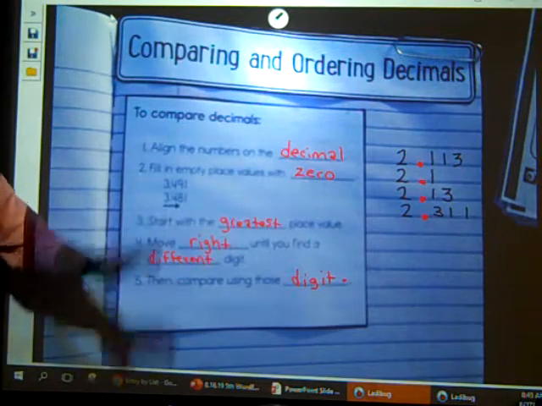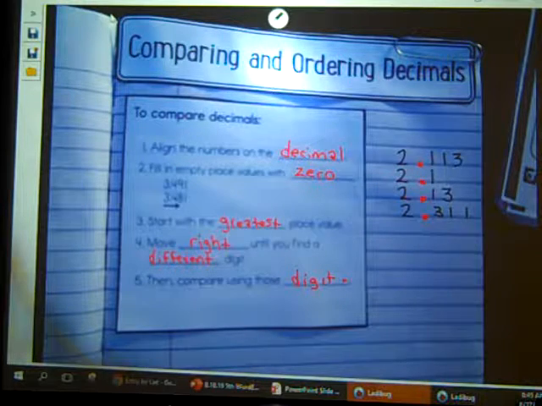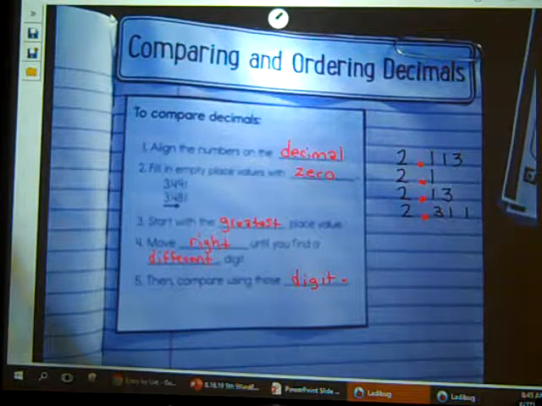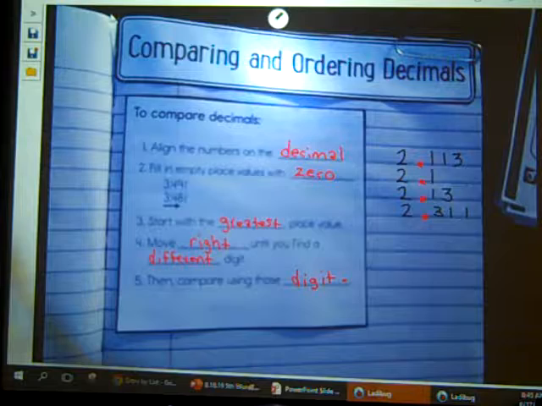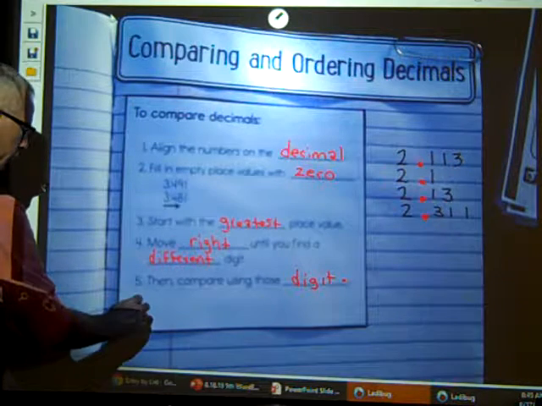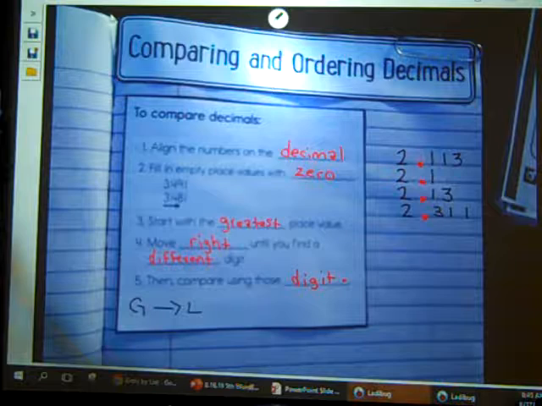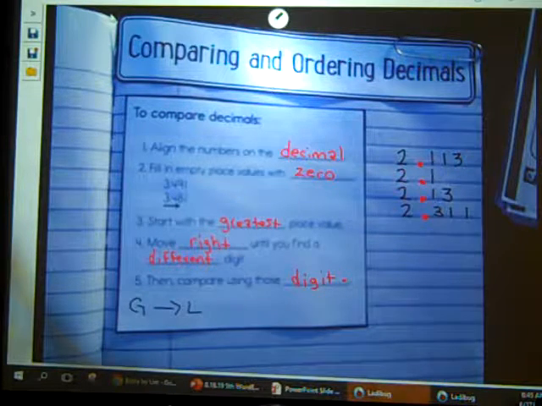Yes. Are the digits different? Some of them are, right? Are some the same? Yes. Okay. So I was going to ask you to put these numbers in order from greatest to least. So right here, we're going to write greatest, an arrow to least. And that means from big to small.